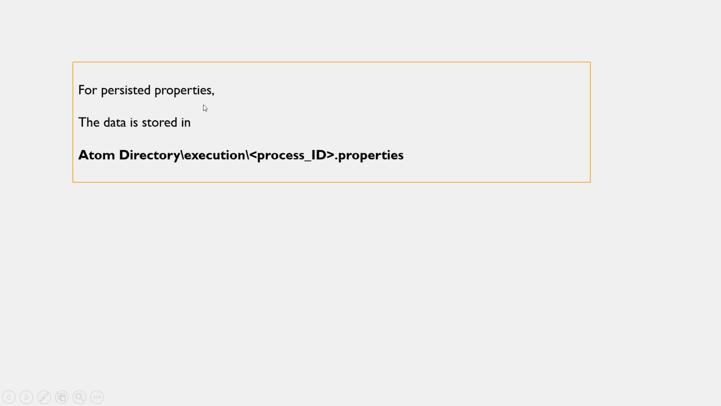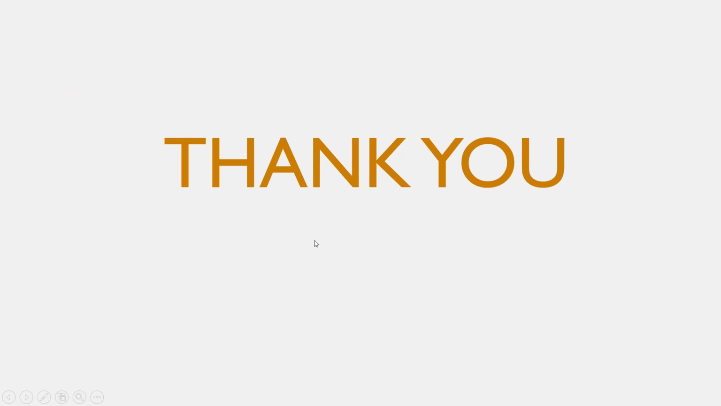As we've seen, for persisted properties, the data is stored in the atom directory, execution folder, process id dot properties file. You can see the value, and you'll also see 2 other default values there: last run date and last successful run date, which are captured by Boomi. That is also one of the most asked certification and interview questions: what are the default properties stored by Boomi, and where are they placed in the Boomi directory? It is this path, right? So that's the end of our day 3 session.